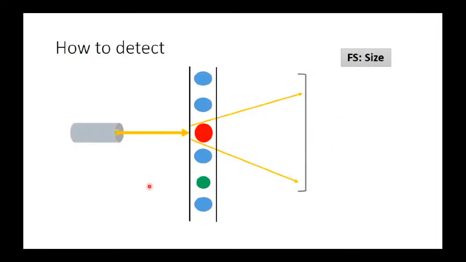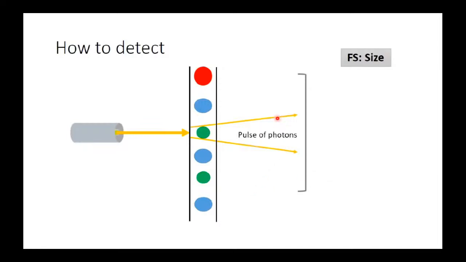And when the cell is smaller, the cell will scatter less light in the forward direction. So the forward scattered light is directly proportional to the size of the cell. Now the detector detects the pulse of photons, which are the forward scattered light. The detector, as I told you before, is connected to a PC or a computer.